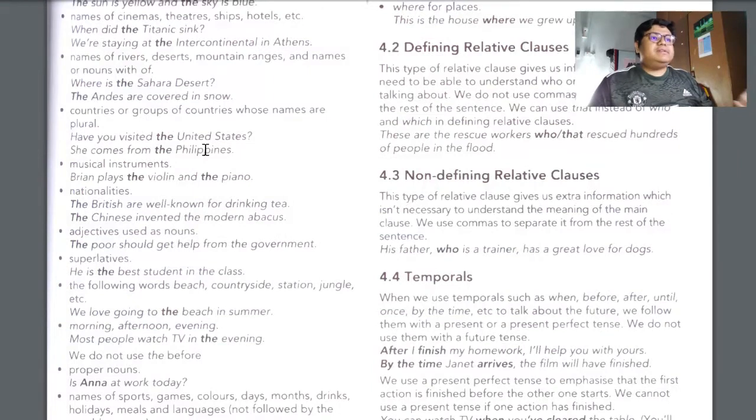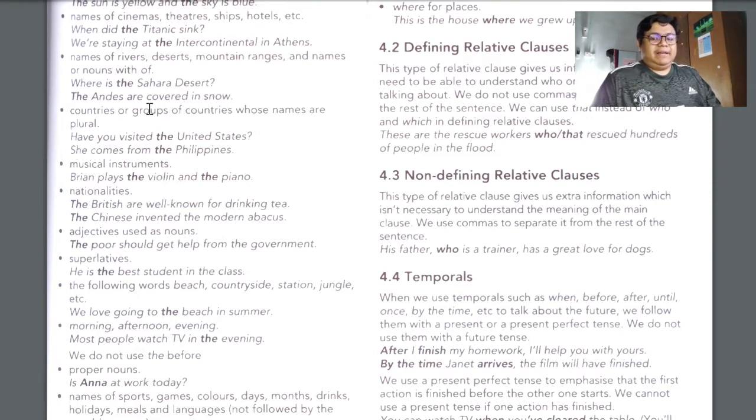Names of rivers, deserts, mountain range, and names of nouns with of. Okay, where is the Sahara Desert? The Sahara Desert. Why? Because there's only one Sahara Desert. Okay, Sahara Desert tak ada Sahara Desert 2, Sahara Desert 1. Okay, tak ada. Okay, there's only one Sahara Desert. Okay, the Andes. Andes ni mountain range. Okay, the Andes are covered in snow.